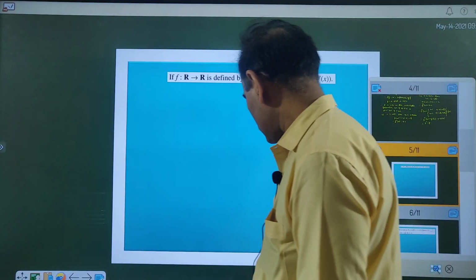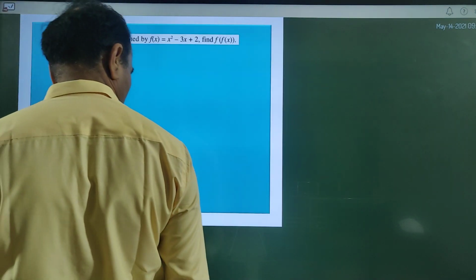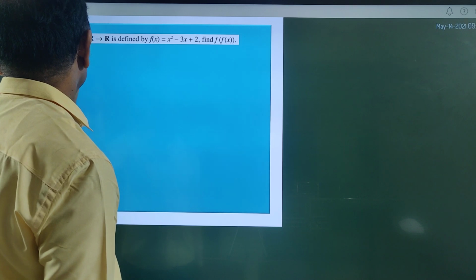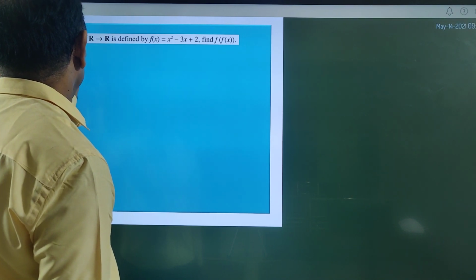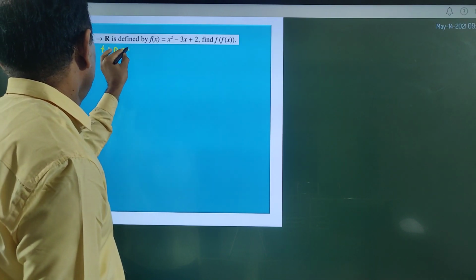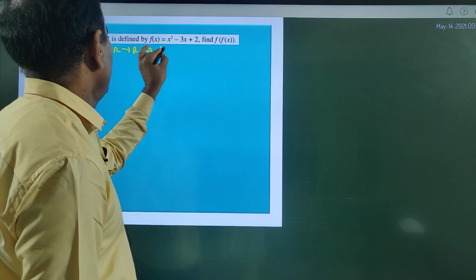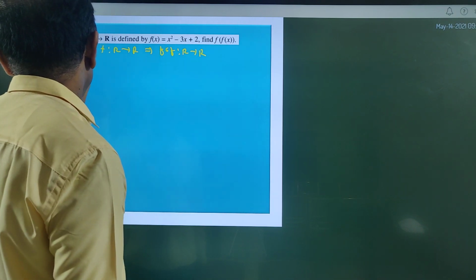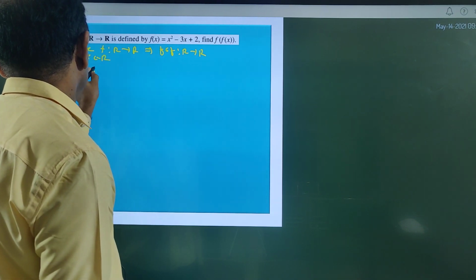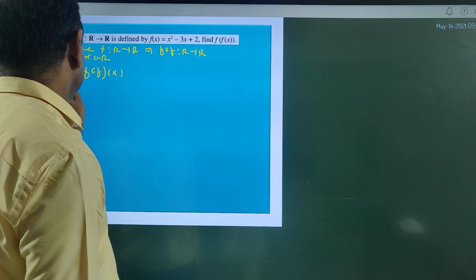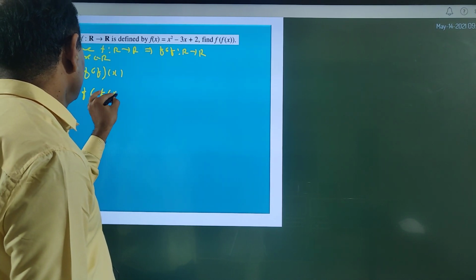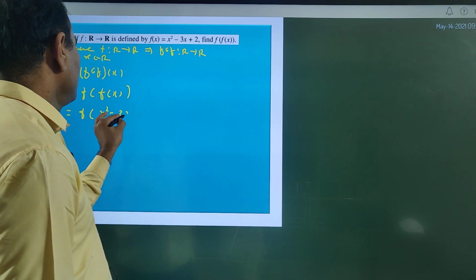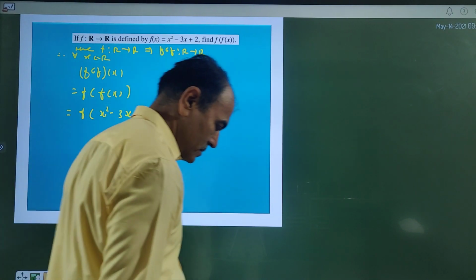Very simple sum. So here f is from R to R, which implies f of f is also from R to R. And therefore, for all x belongs to R, f of f of x is equal to f of x square minus 3x plus 2.